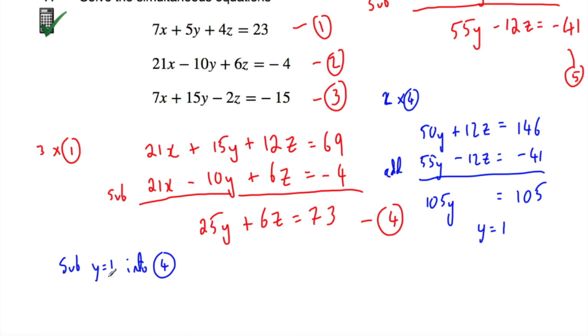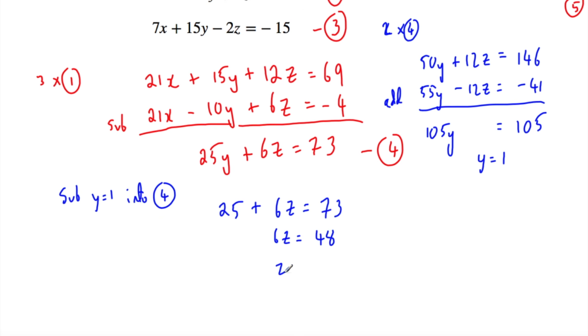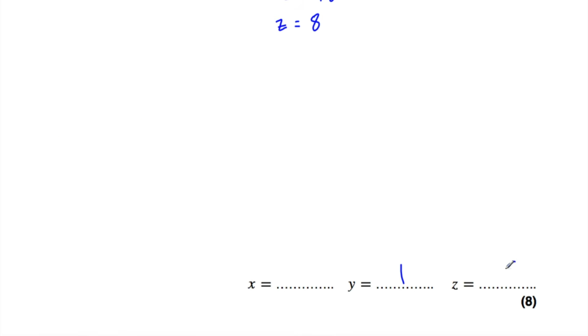Okay, so here we've got substitute y is equal to 1 into 4. So equation 4 here, we're going to substitute y is equal to 1 here. So it'll be 25 times 1, that's 25, plus 6z is equal to 73. And if we take 25 away from both sides, we're going to get 6z equals, and if we take 25 away from 73, we get 48. And then if we divide by 6, we're going to get that z's equal to 8. So z's equal to 8. So that's great. We've now got that y is equal to 1 and z's equal to 8.